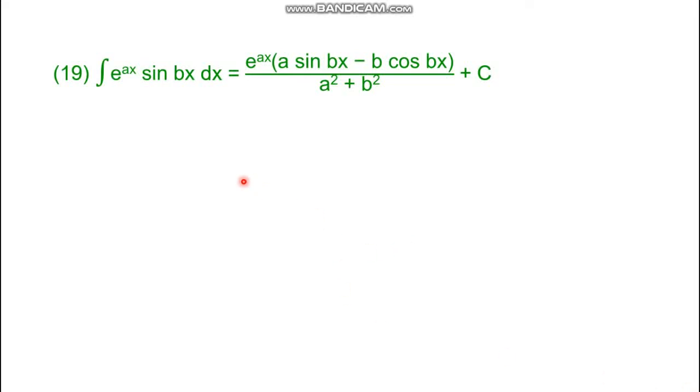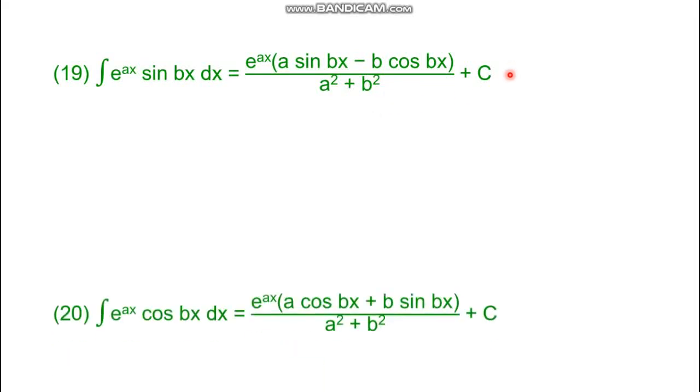Now the value of integration of exponential ax sin bx dx, where a and b are constants, you will get a huge ratio where in the numerator you have to put e to the power ax into a sin bx minus b cos bx, and in the denominator you would have a squared plus b squared, and then finally plus some integration constant c.